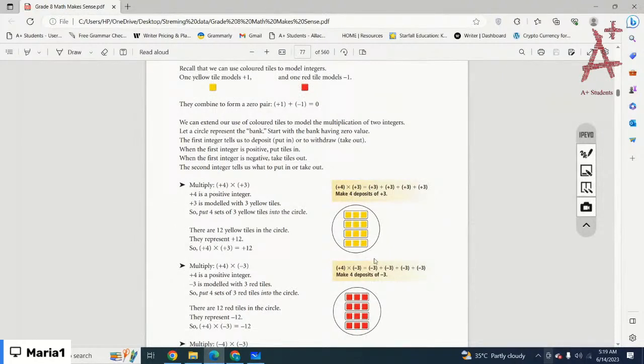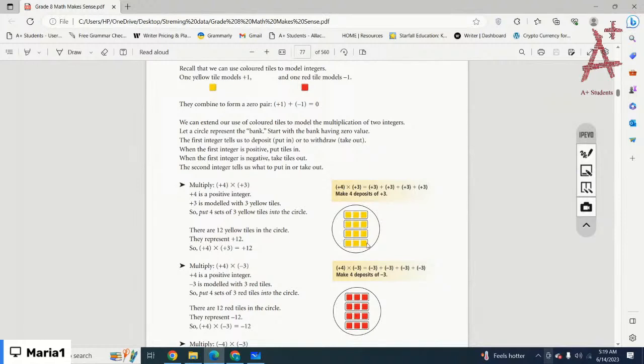So you can make a model like this. 1 2 3, 1 2 3, 4 times. So you have to count them: 1 2 3 4 5 6 7 8 9 10 11 12. You can use the yellow color for the positive numbers, and for the negative numbers you can use the red color.